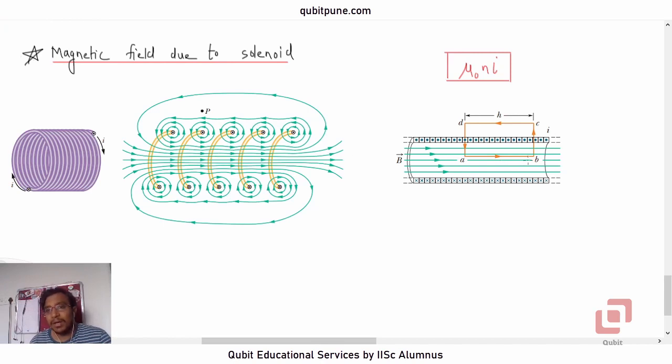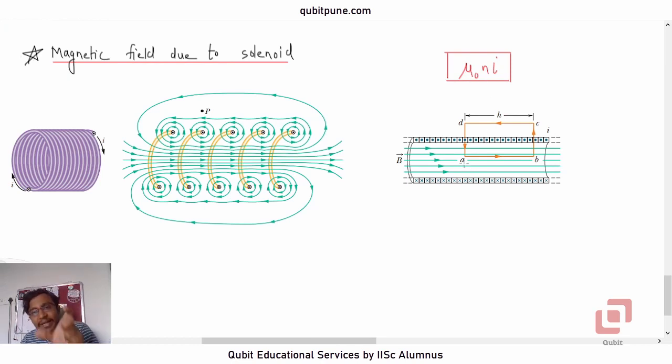Then BC and DA will not contribute to the line integral because the magnetic field and the length dl bar are perpendicular to each other. CD will not contribute anything to the line integral, not because dl bar is perpendicular to B bar, in fact they are anti-parallel, so the angle is not 90, but because we have assumed that the field there is 0. Outside field is 0, so only the AB portion contributes, and if we calculate it, it turns out to be mu naught n I.